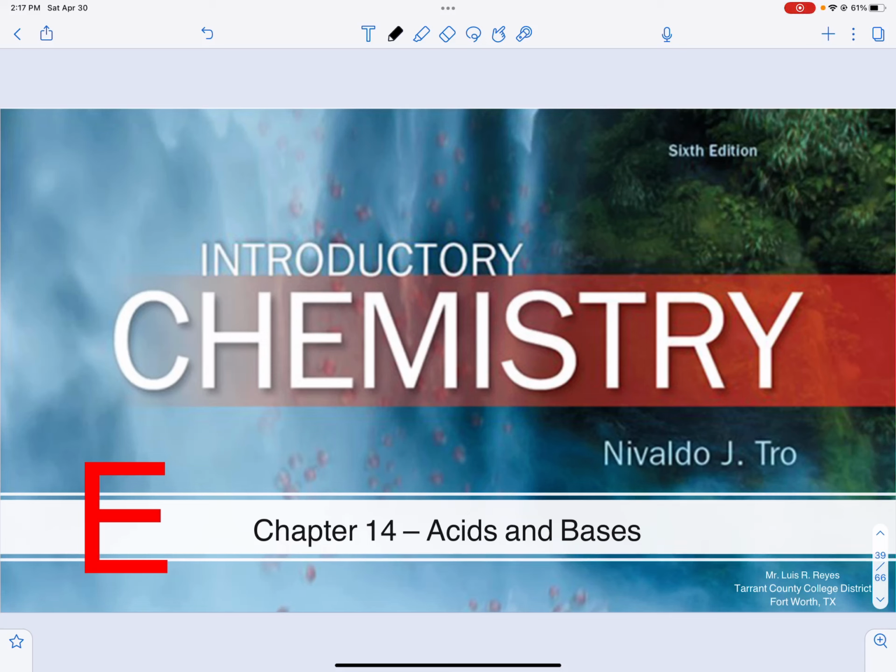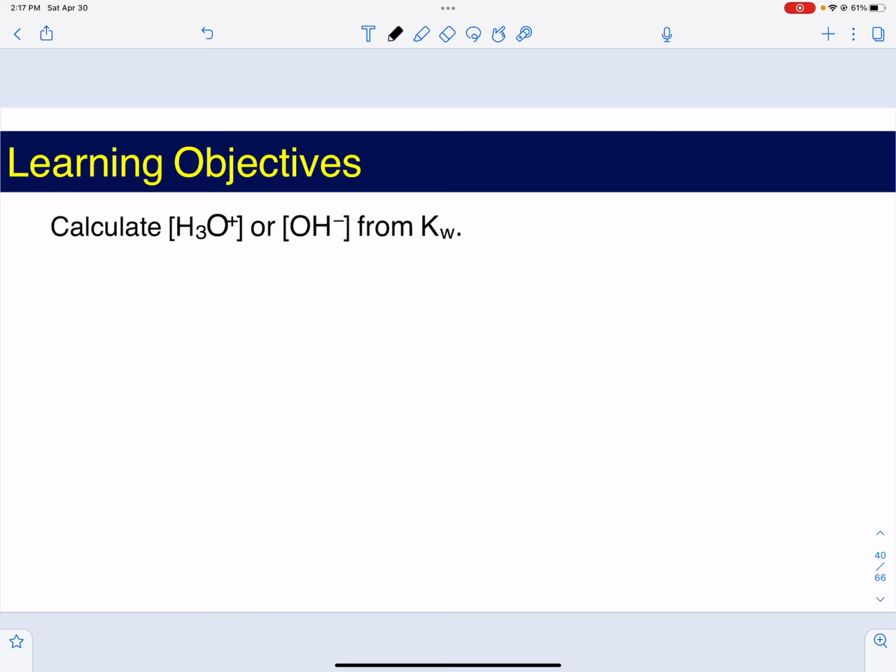So now that we have a better understanding about acids and bases, we are ready to start doing calculations with them. And the first thing we have to understand is the equilibrium constant for water, better known as Kw.